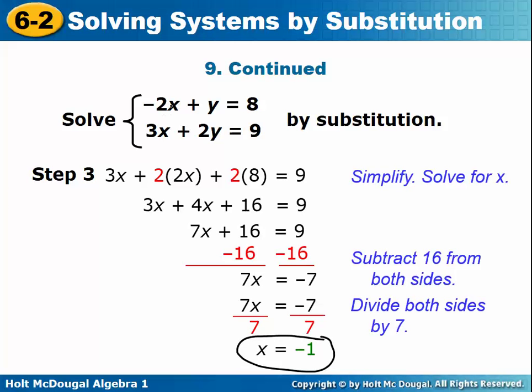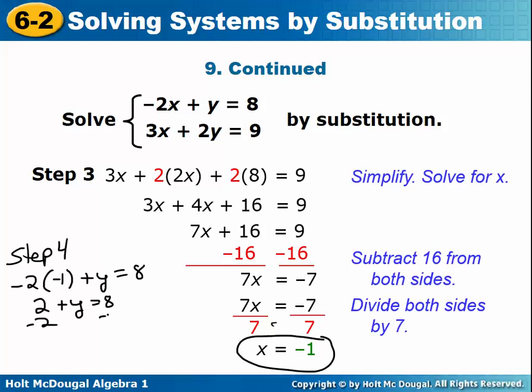So you can pick either one of these equations to substitute the x value back in and solve for y. I'm going to pick the top one. I'll do it over here. So we'd have -2 times x, but x is -1, plus y equals 8. -2 times -1 is a +2. So y is equal to 6. Then step 5 is to write this as an ordered pair. So (-1, 6). And step 6 is to check.